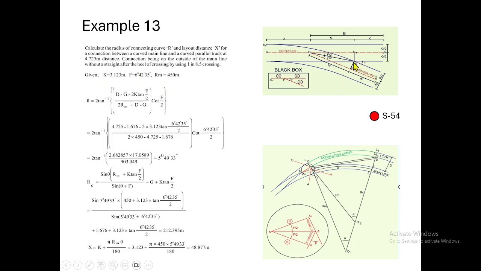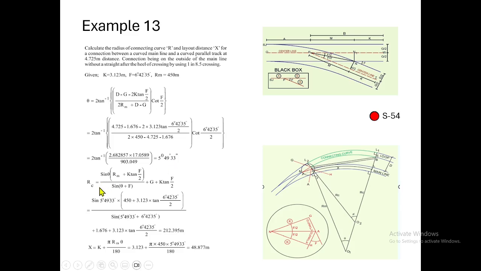K is the TNC to the heel of crossing. The standard dimension is available here. Then the angle of crossing we know. RM, the main curve radius, is also given. How much? They gave 450, so we can take 450. Again the D distance we know, G everything we know. So once we know everything, we can find out theta here.